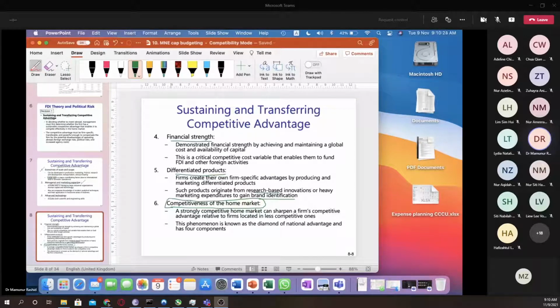In the Korean market also, they have two companies that are owned by the same mother company, Kia and Hyundai. So the Korean market is also a very good example of competitiveness in the home market.